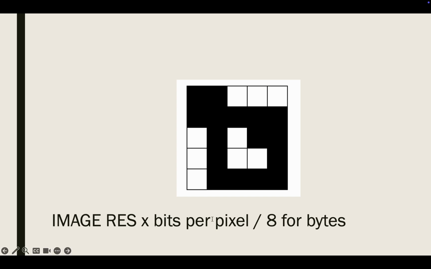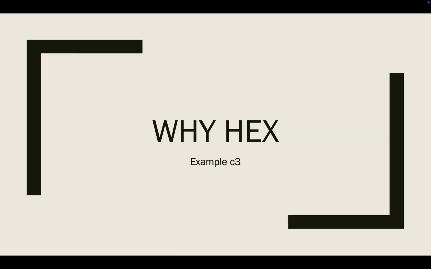Then we multiply 25 by bits per pixel. We know that this is 1 bit per pixel because there's only two colors being represented. If we wanted 4 colors represented, we'd use 2 bits per pixel. If we wanted 8 colors, 3 bits per pixel, and so on. That'll give us our answer in bits. So that'll be 25 times 1, which is 25. Then to convert that into bytes, we divide by 8. That's how we would calculate the size of a monochrome image.